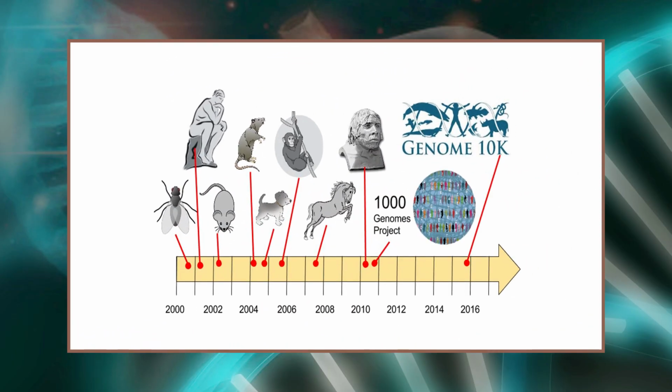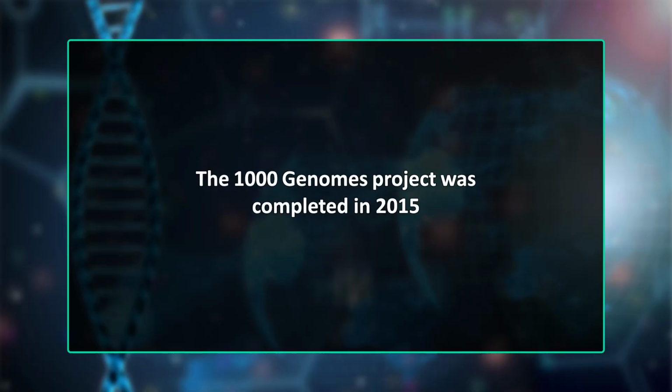Now let us discuss the 1000 Genomes Project. In 2008, the 1000 Genomes Project, an international collaboration in which researchers aimed to sequence the genomes of a large number of people from different ethnic groups worldwide with the intent of creating a catalog of genetic variations, began. The project was completed in 2015.